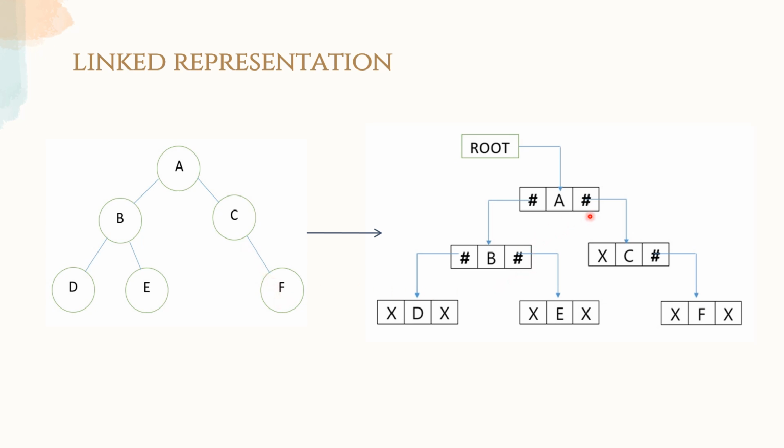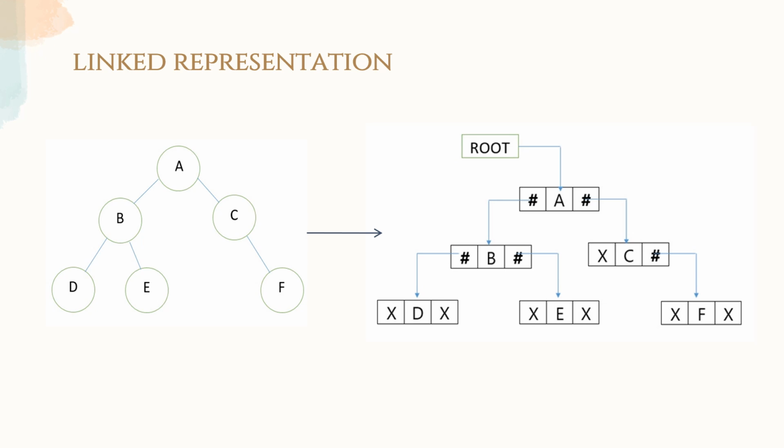In the linked representation, a node has three compartments, one representing left, another representing right, and the one in the middle which represents the data. The left one gives the link or address where the left tree is saved. So this is pointing to the left child of A, which is B, and here we have a pointer pointing to the left child of B. Similarly, for B there is a right pointer which is pointing to the right child of B.